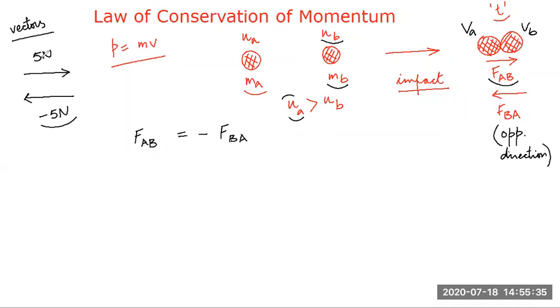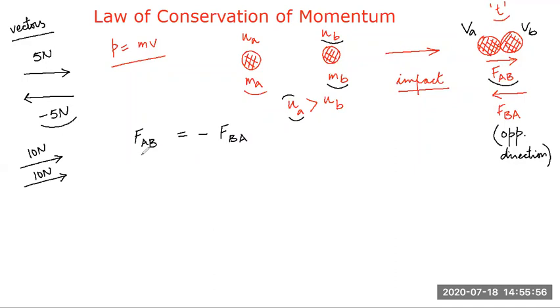Two vectors are said to be equal if they have the same direction and the same magnitude. Let's say this is 10 Newton, this is 10 Newton. Now you can say they are equal. All right. So FAB is equal to minus FBA.